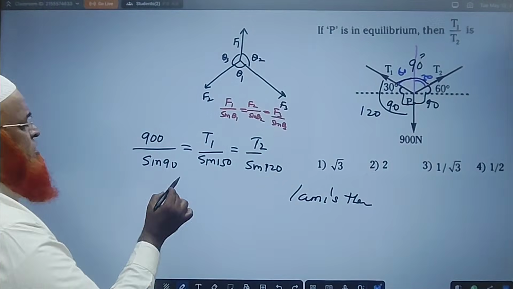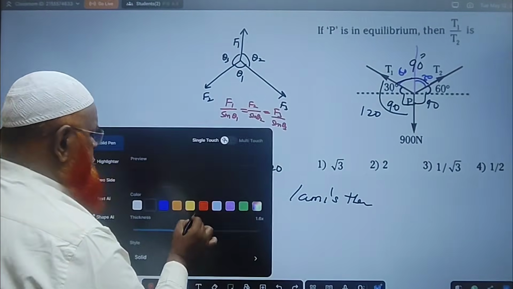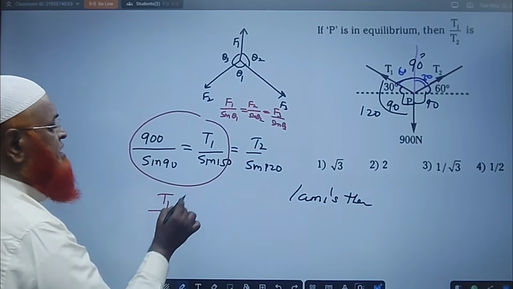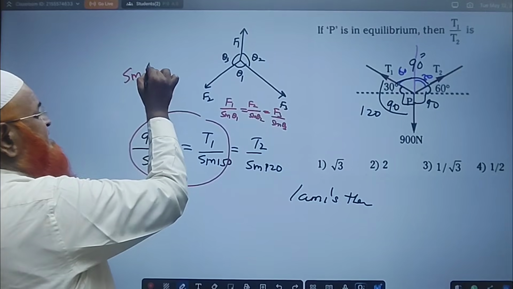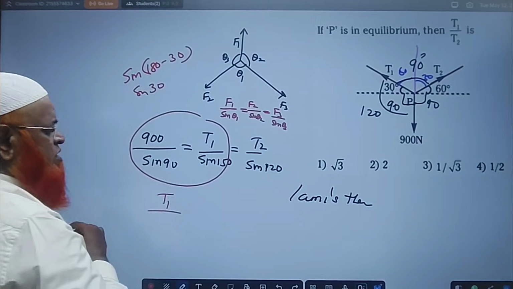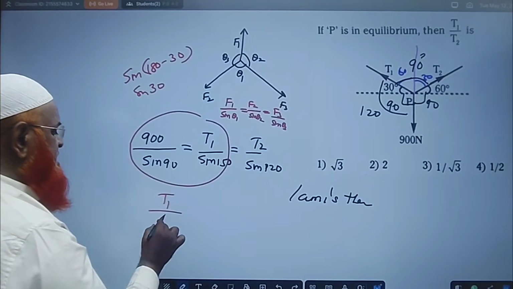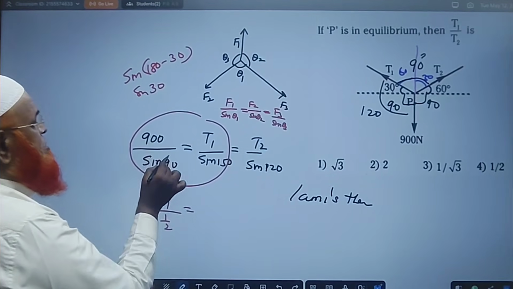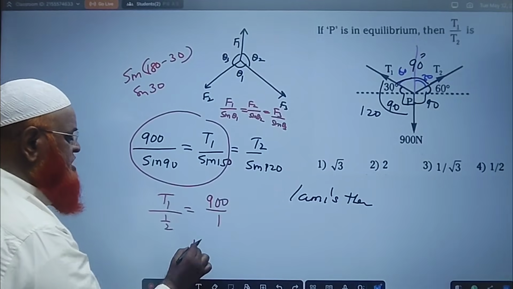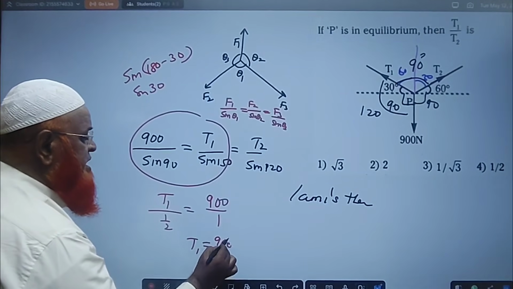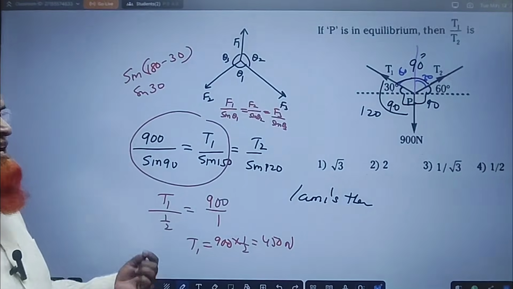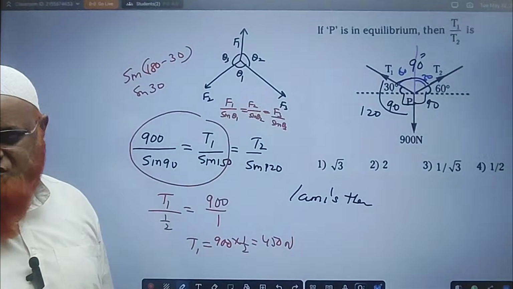First of all, what will you do? You compare these. T1 by sine 150, where sine 150 is sine of 180 minus 30, which is sine 30, that is 1 by 2. So T1 divided by 1 by 2 is equal to 900 divided by sine 90, which is 1. So T1 is equal to 900 into half. Your answer is 450 newtons. So I got T1 as 450 newtons by using Lami's theorem.